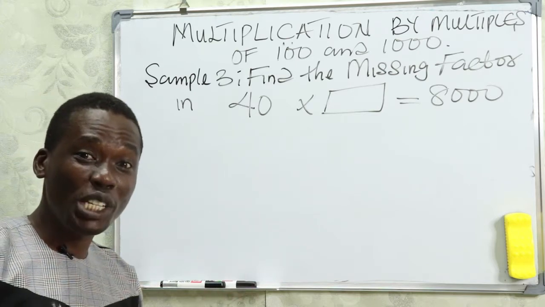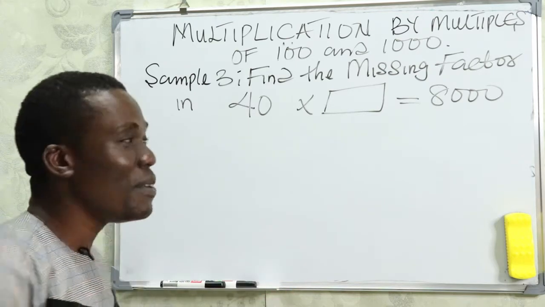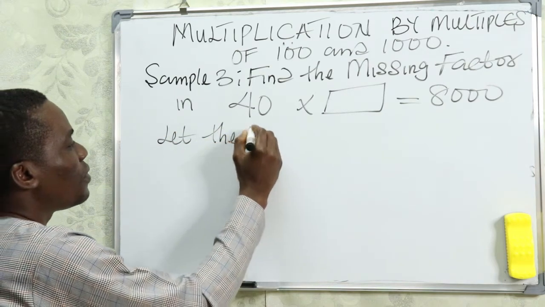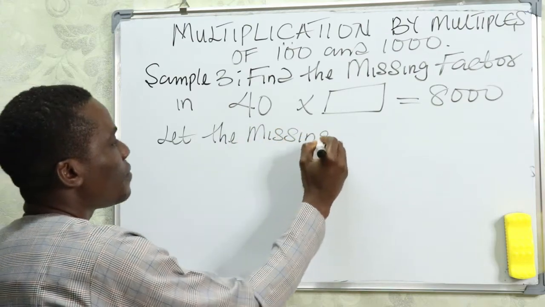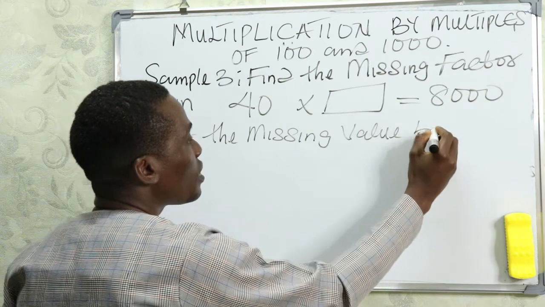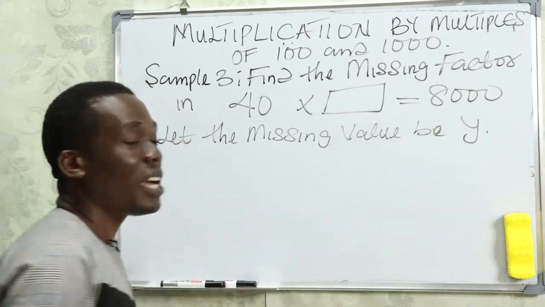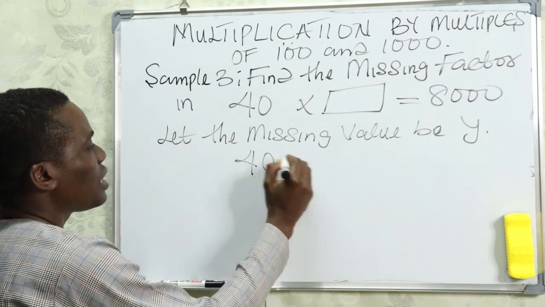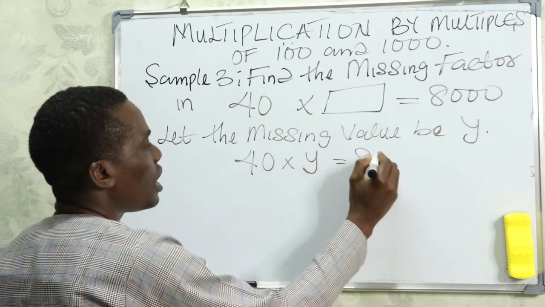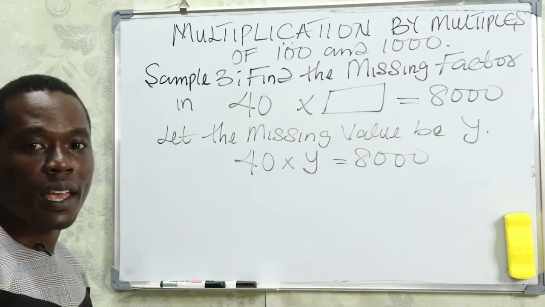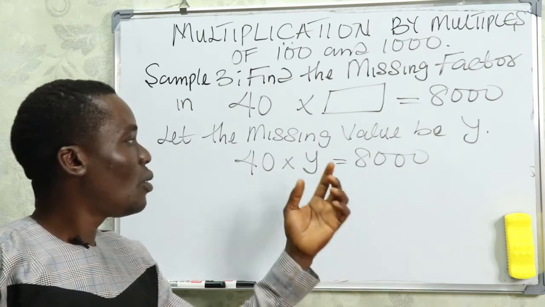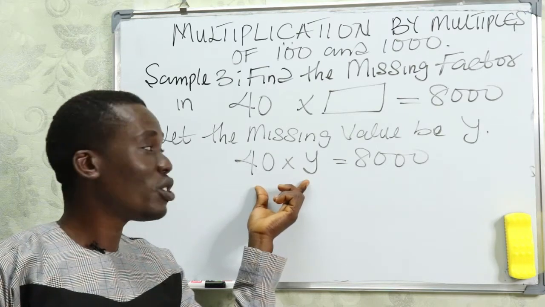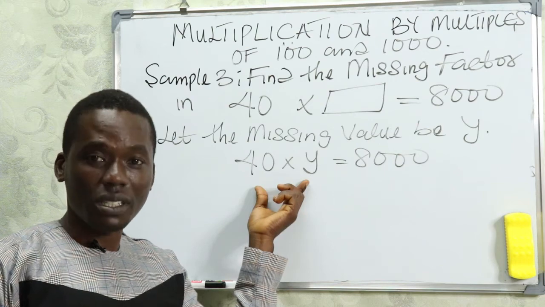The first thing you should do is to identify the missing value. So let's say our missing value be y. Most of the time they use y and x. So that will now give us our 40 times y equal to 8,000. Now for us to get the value of y, because this is multiplication, we have to divide both sides by 40.